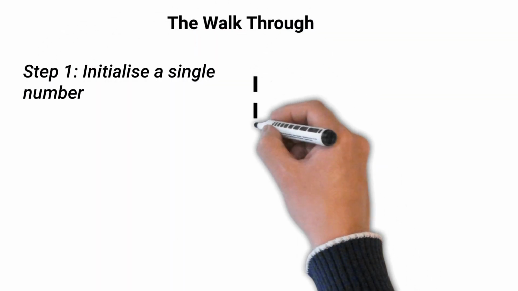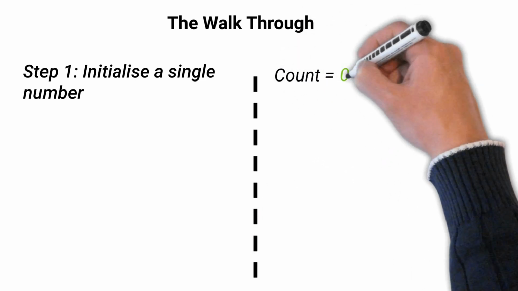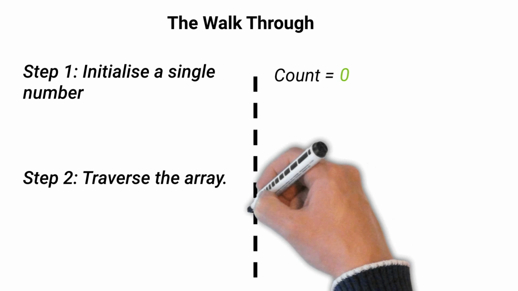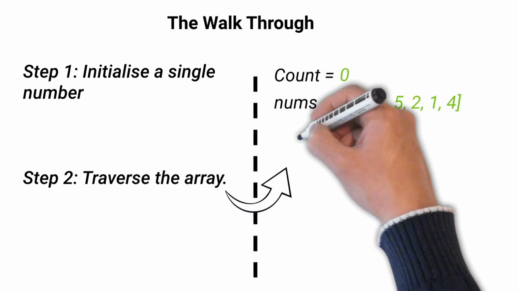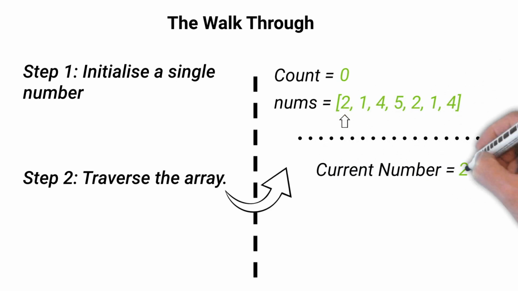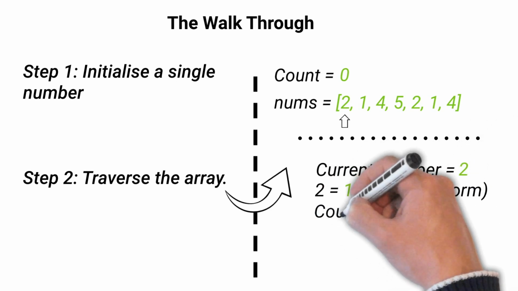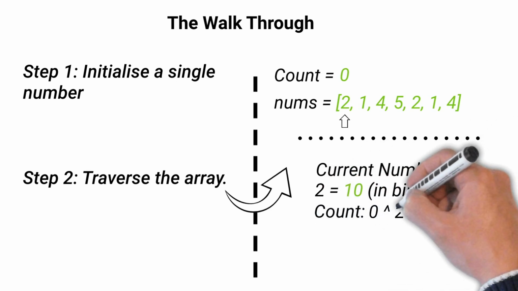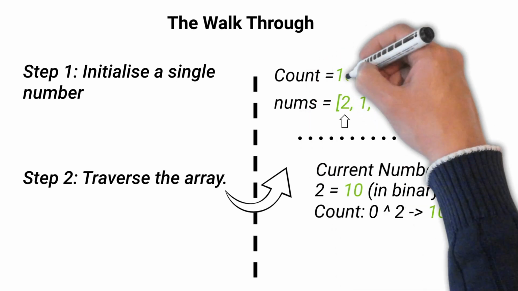Step 1. Initialize a single number. We'll call that number count and we'll set it equal to 0. Step 2. Traverse the array of nums, starting at 2. So we'll set the current number equal to 2. 2 in binary is equal to 10. So the count, which is 0, XOR 2, is equal to 10. So we'll update that.